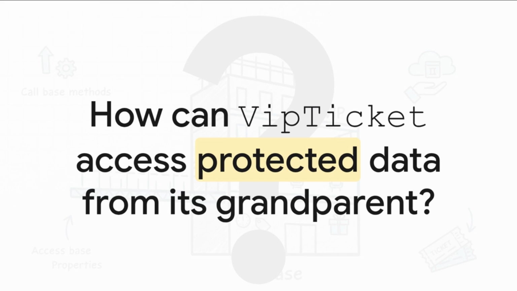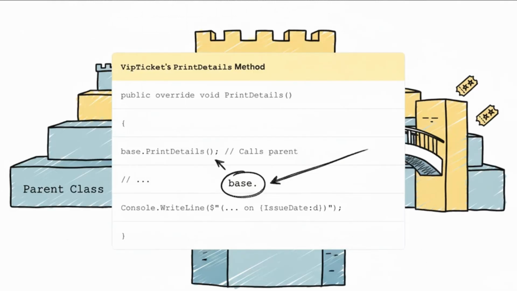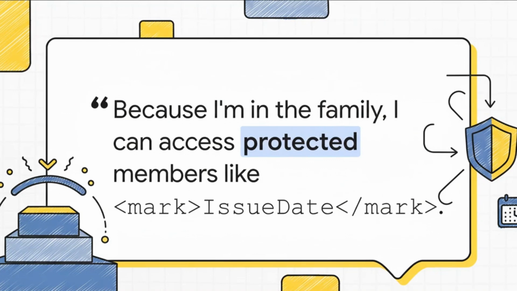So how can our new VIP ticket, which is a grandchild of ticket, reach all the way back up the family tree and grab that date? Well, check out the code for our VIP ticket. It inherits from event ticket. Now, look inside its own print details method. After it calls its parent and prints its own VIP perks, it just directly uses the issue date property. Just like that.